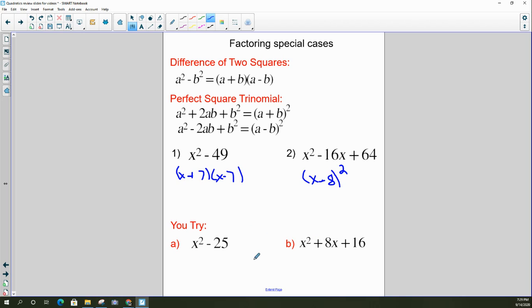All right, now your turn to try. So for the difference of two squares, you should have gotten x plus 5, x minus 5, because the square root of 25 is 5.